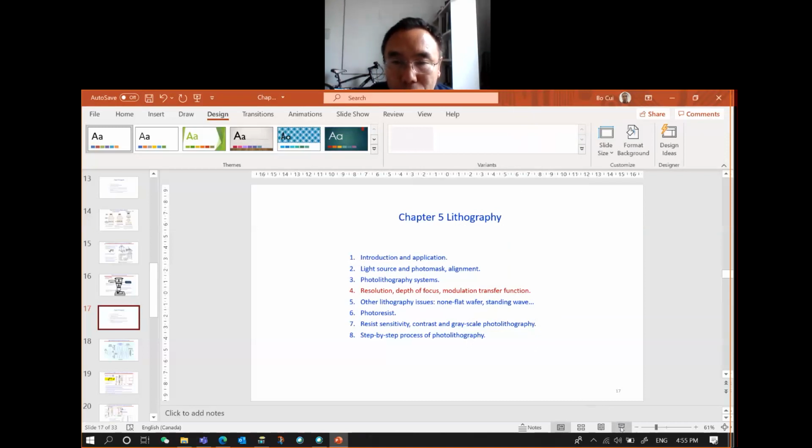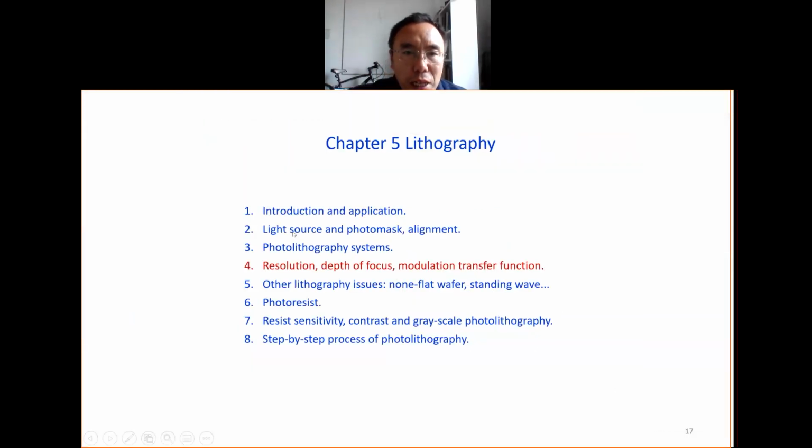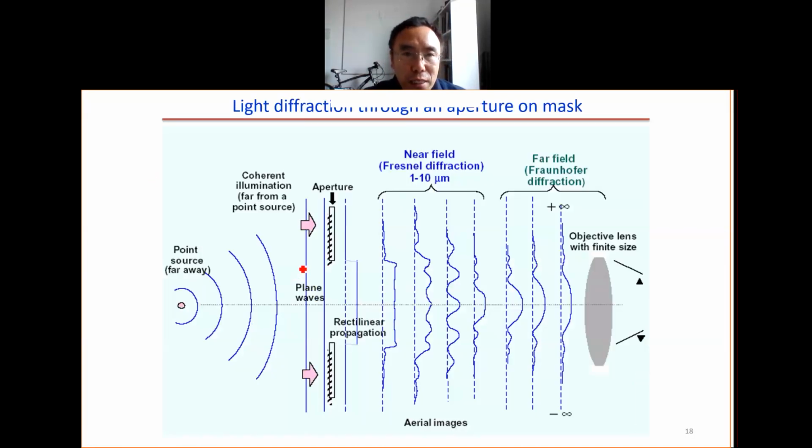So last time we talked about photolithography, the light source and the mask and the system. Now we look at the resolution of photolithography. To study the resolution, we need to know about light diffraction. Here for the light diffraction, we have the plane wave, and this is the aperture.